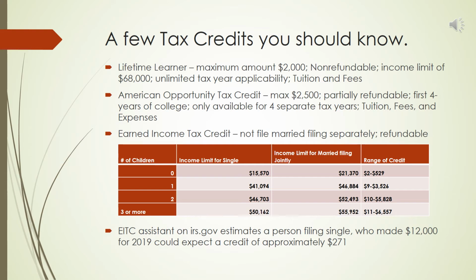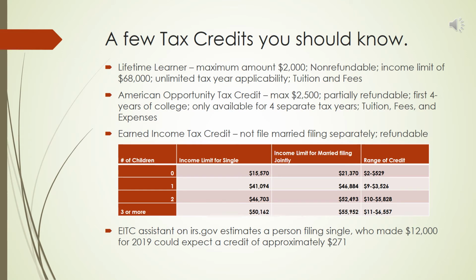Another tax credit is the American Opportunity Tax Credit. This is a maximum amount of $2,500. It's partially refundable. It can only be used for the first 4 years of college and is only available for 4 separate tax years. It can be used for tuition, fees, and expenses. As I mentioned, it's partially refundable, meaning a portion of that $2,500 can actually go towards increasing your refund.